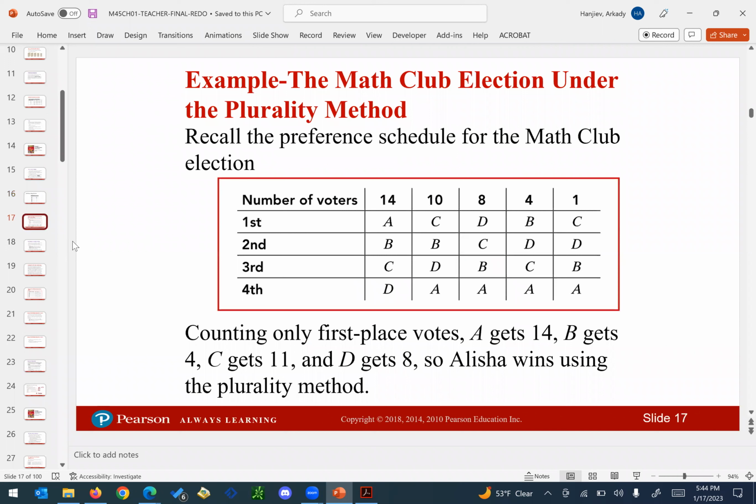Okay, so let's go back. You guys remember the math club election for the president? So let's go for it here. Just like the Fresno mayor, let's count this up and let's see who won if we're going to use the plurality counting method here. So first place votes count only, and let's go with it here. So Alicia gets 14, Carmen gets 10, Dave gets 8, Boris gets 4, and Carmen gets the next one. So Carmen actually gets 11. So Alicia 14, Boris 4, Carmen 11, and Dave 8.